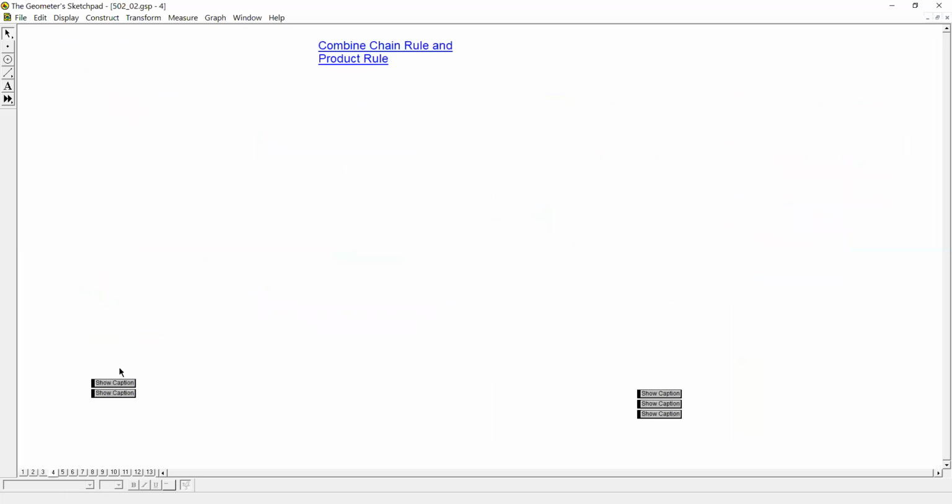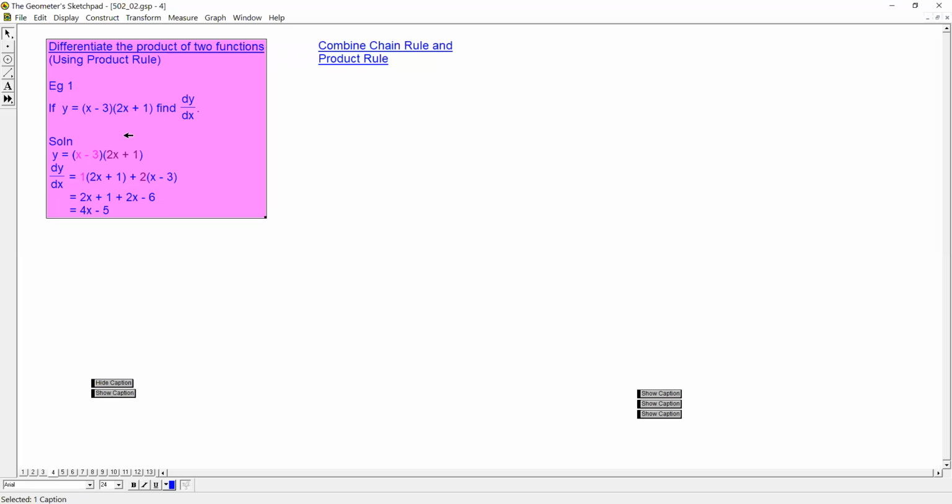Next. Okay. So today we are going to do a new rule. The new rule is called the product rule. And this product rule is used to differentiate the product of two functions. Now, what do I mean by the product of two functions? If you look at example number 1, y equals x minus 3 bracket, 2x plus 1 bracket. Now, these two brackets are actually the product of two different functions.